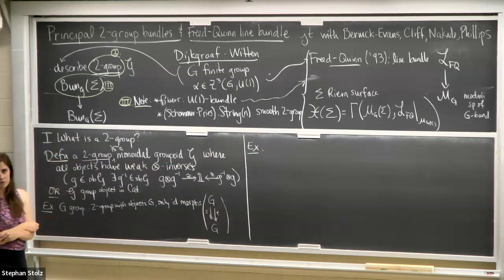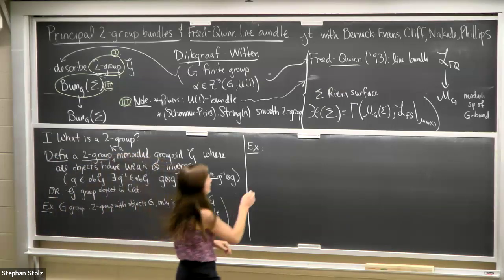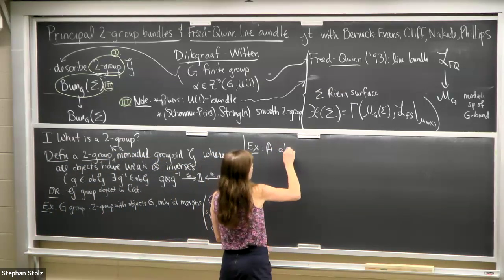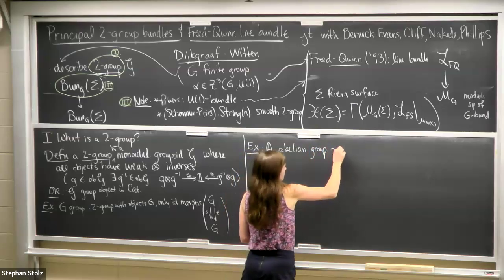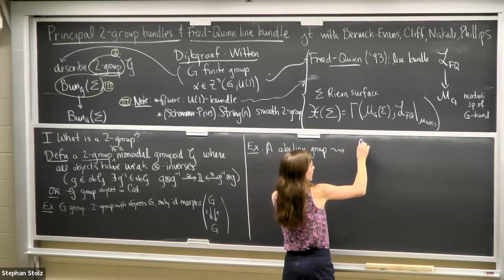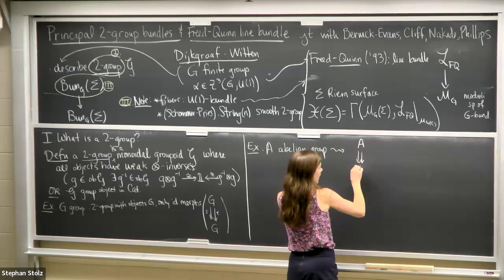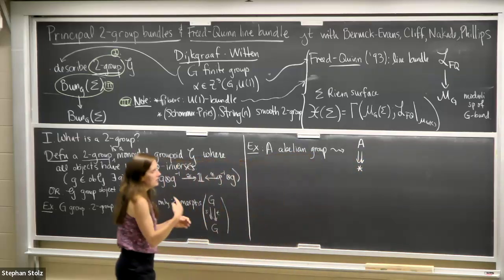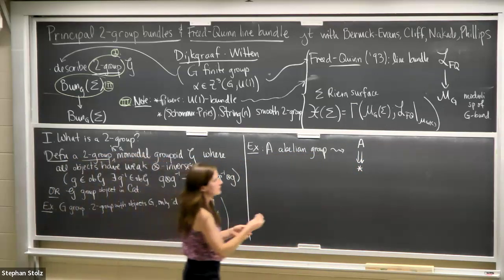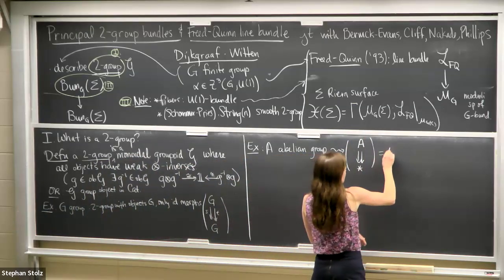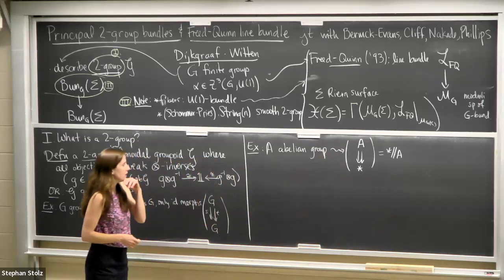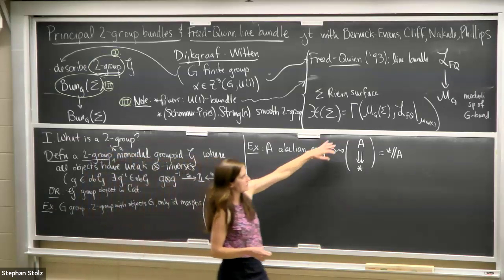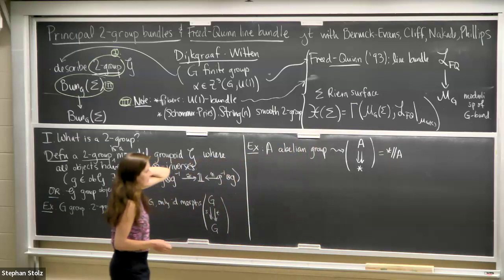Another way that you can make a 2-group from groups that you're familiar with is that if you have an abelian group A, you can form this 2-group where you do the opposite thing. Your objects are really trivial. You only have a single object, and then you have A as the morphisms. Here the composition uses the group multiplication.